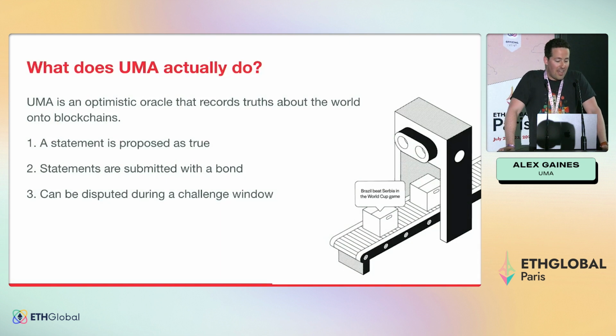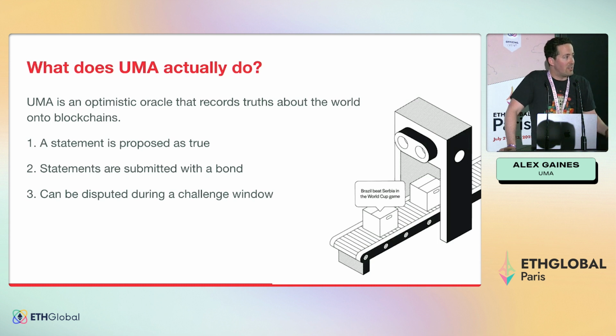So what does UMA actually do? UMA is an optimistic oracle that records truths about the world onto blockchains. So what does that mean? You can pretty much make any statement. You can use which team won out of team A or team B. You can say, is this a valid snapshot proposal?